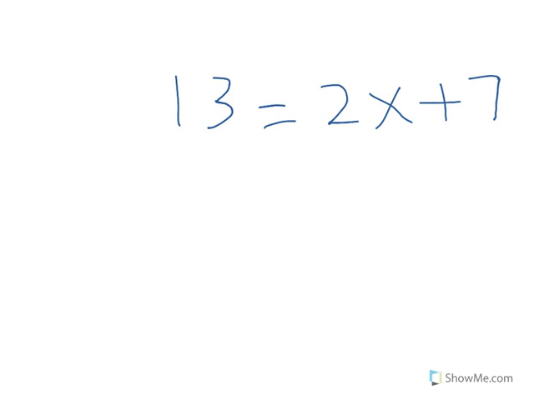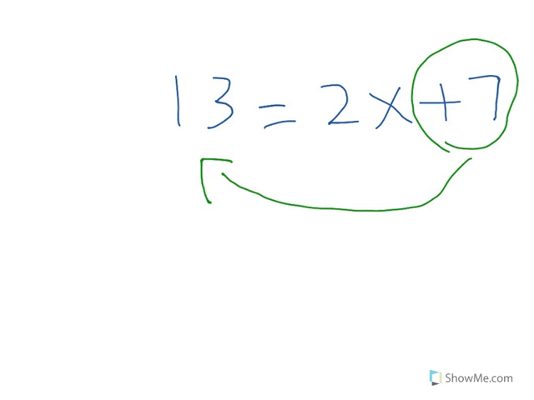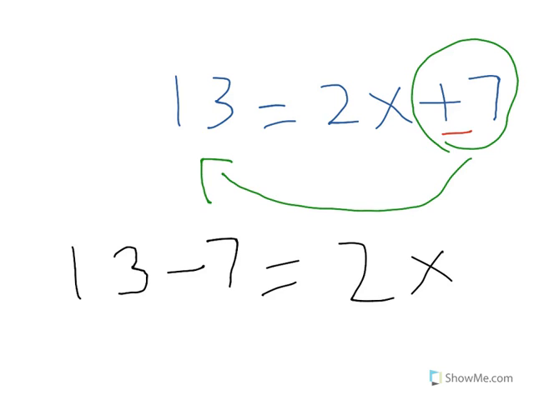Now I will bring the numbers to one side. Okay, I'll bring that here, and when I bring it over I have to change the sign from plus to minus. So let me rewrite it. 13 minus 7 equals 2x. 13 minus 7, I'll solve that. 13 minus 7 is, I think, 6, right?